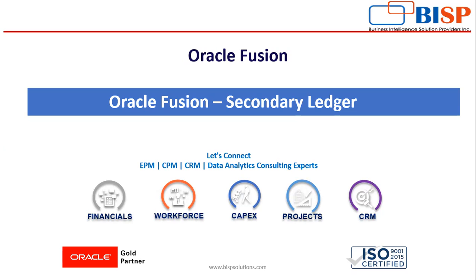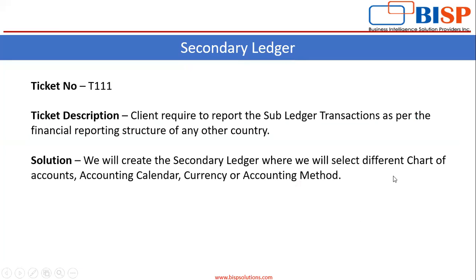So in today's video, we will discuss the concept of secondary ledger. The ticket number is T111 and the ticket description is that our client is required to report the subledger transactions as per the financial reporting structure of any other country. Say our client wants that whenever we are creating any transaction in any subledger, then at the same time it should be recorded as per the financial reporting structure of any other country. So how can we do that in the Oracle Fusion application?